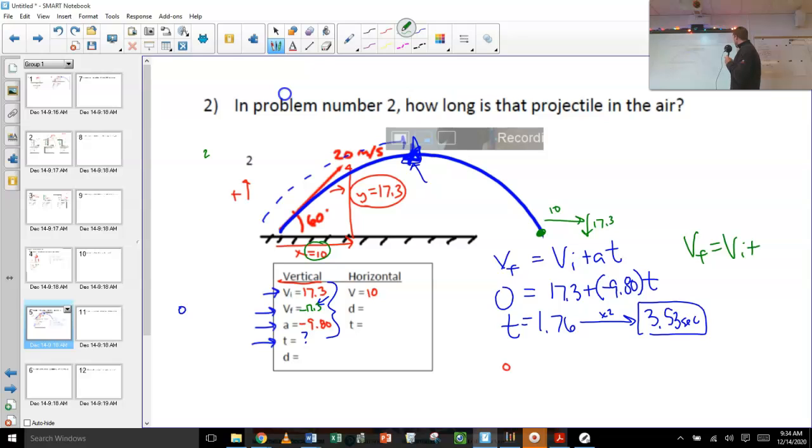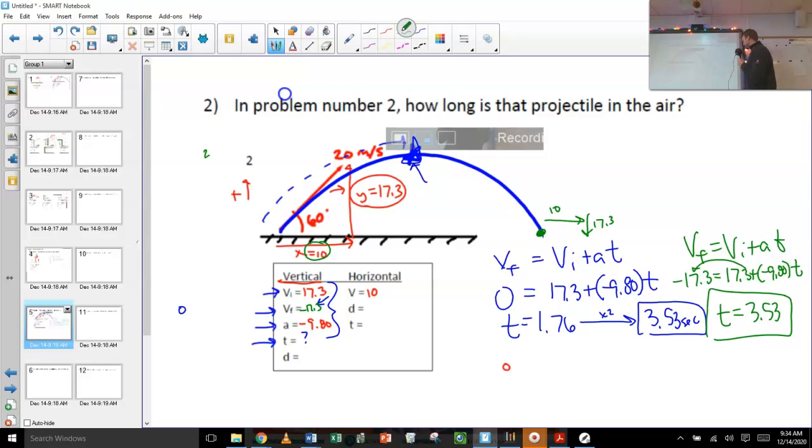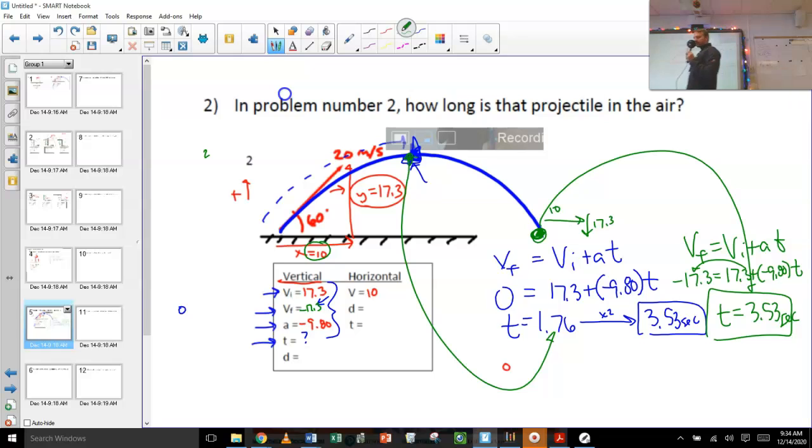Vf equals Vi plus at. Final velocity of negative 17.3, initial velocity of 17.3, acceleration negative 9.8, t. So when I bring that over, it doubles it immediately, and then when I divide that doubled number by 9.8, I end up with t equals 3.53. No doubling necessary, because I used this point. So you can use this point, just remember to double it, multiply by 2, because that's the time it takes to go the whole way. Or you can use this point, and there's no doubling necessary.